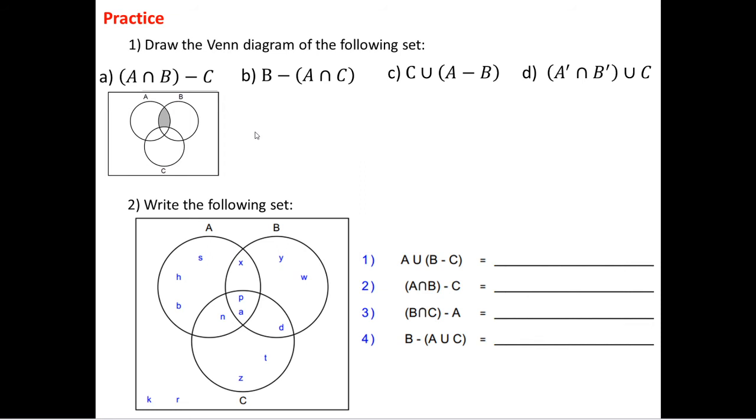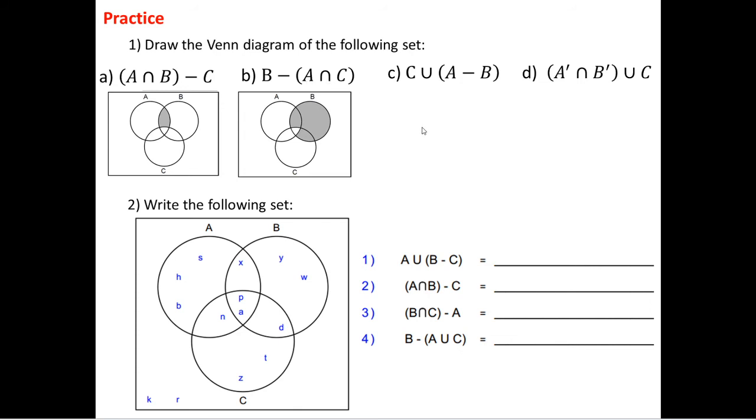For letter B, what is B minus the intersection of A and C? This is the answer. Our set B is subtracted by the intersection of A and C. This is the intersection of A and C, so you erase all this part from B. So you are just left with this shaded region, and that shaded region is our B minus the intersection of A and C.